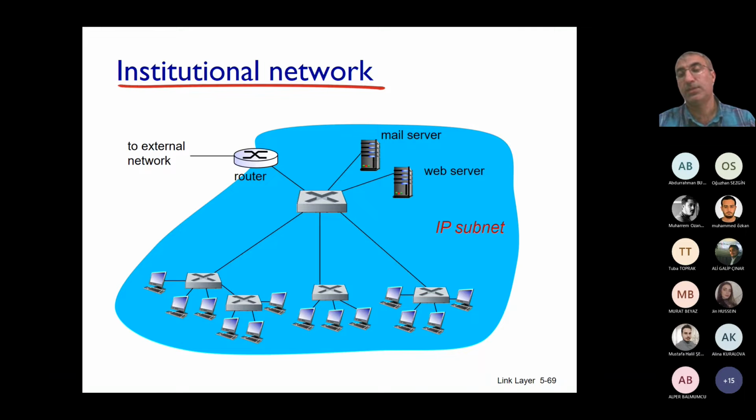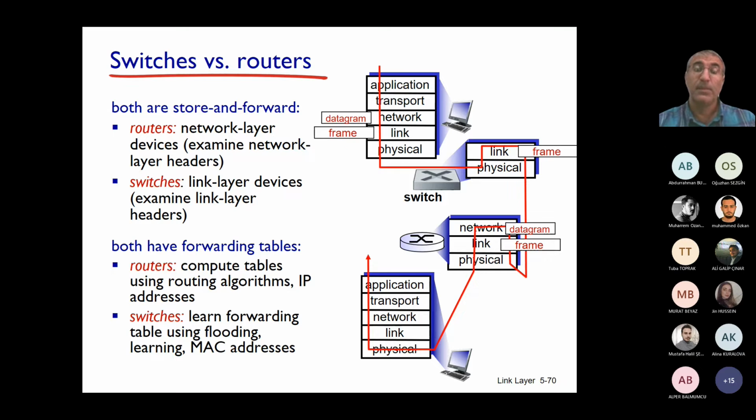An institutional network has different hierarchy. You guys remember the different switches. And let's compare the switch versus the routers. You guys know that the routers are at the network layer and switches are the device at the link layer. So the main function of both devices is to store and forward, right? The routers store and forward the datagram. The switches store and forward the frame.